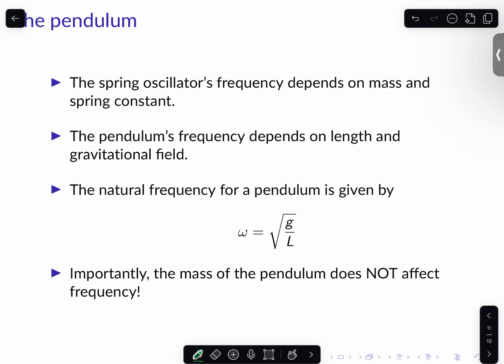Pendulum oscillations don't depend on mass, don't depend on amplitude. Pendulum oscillations don't depend on the wave, they only depend on which planet you're on and how long the string is. That's it. This is just like spring oscillators. You could have a big spring oscillation or a small spring oscillation. They will have the same period, the same frequency, the same angular frequency.